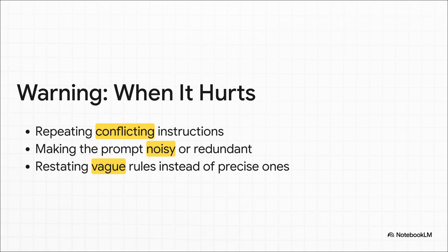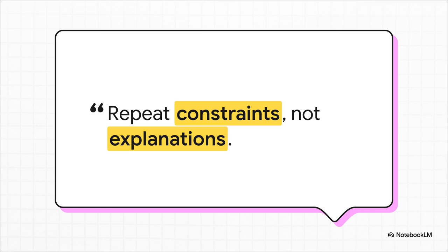But a quick word of warning. This can totally backfire if you're not careful. For example, if you repeat conflicting rules, like asking it to be both short and sweet and extremely detailed, you're not helping. You're just creating confusion, and you'll probably get a weird, mushy answer that's neither. So if you remember just one thing from all this, let it be this. Repeat your constraints, not your explanations. Repeat the must-dos, the non-negotiable rules. Keep it short, sharp, and consistent.